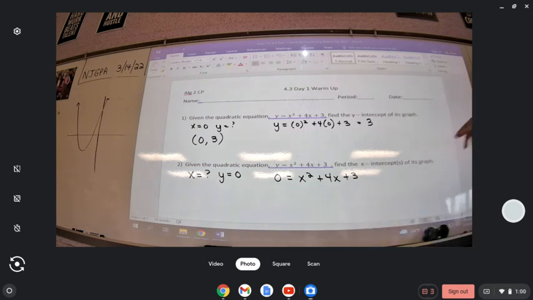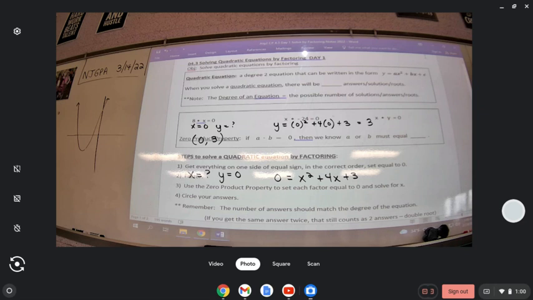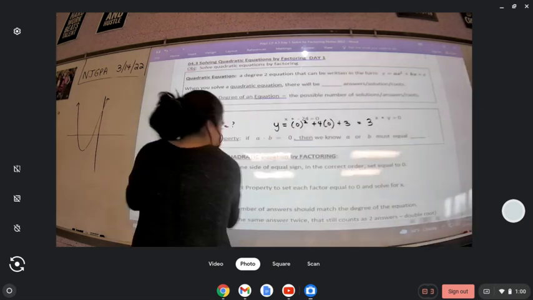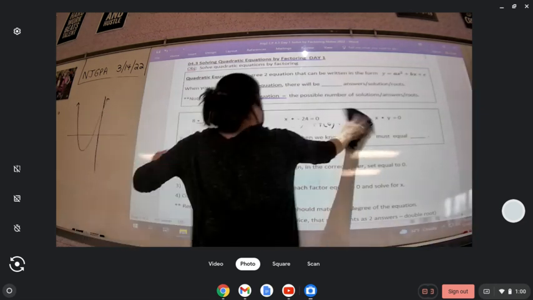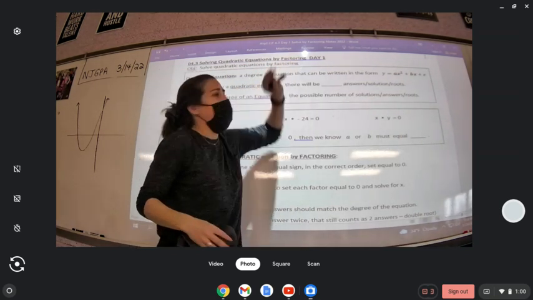All right, but before I solve it, just look at the top of your notes. I just want to remind you of a few things before we get into the solving. So at the top of your notes, here we go. This is day 1 of section 3, solving quadratic equations by factoring.